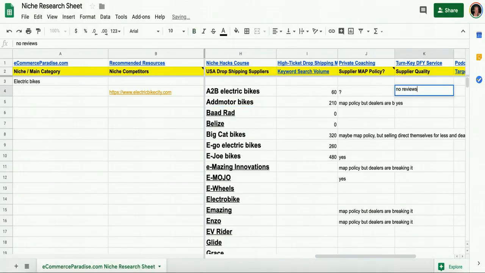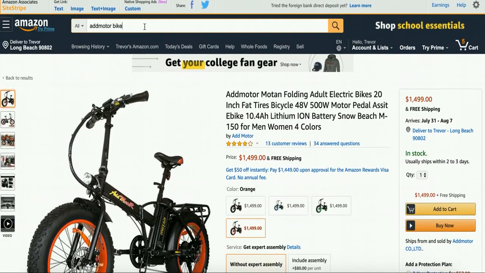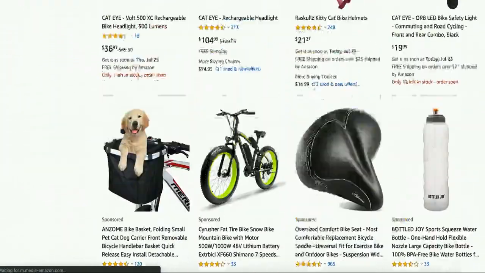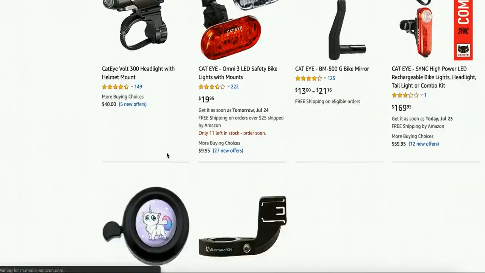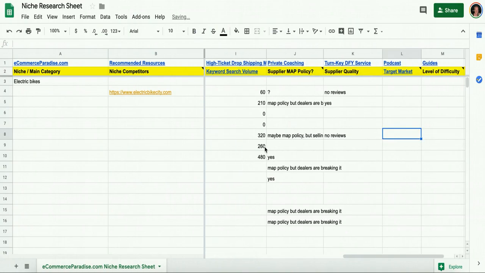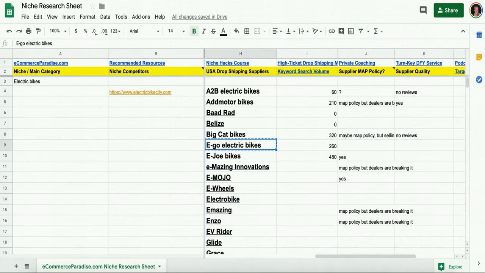No reviews here. Okay, there was no search volume, so I'm going to skip those 2 brands. Let's try this one. Okay, looks like they do not sell on Amazon. So let's skip there. Next one, Ego.